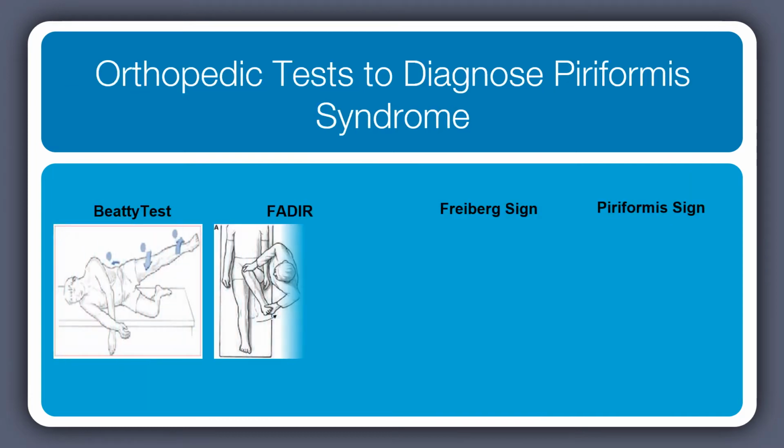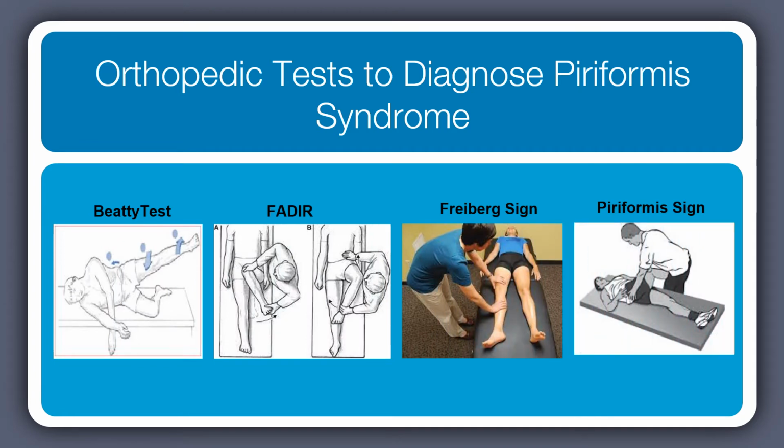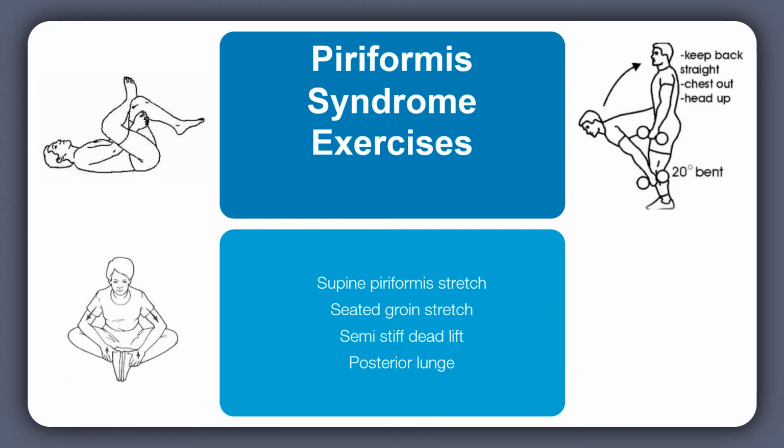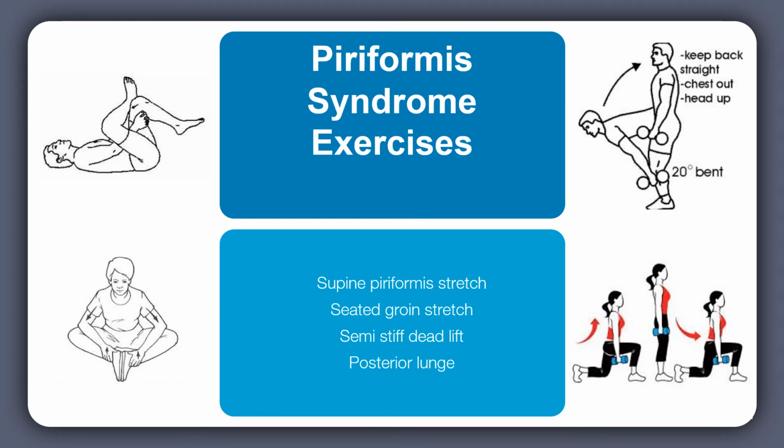The orthopedic tests that are used to diagnose Piriformis Syndrome are the BD test, the FADIR test, the Freiberg sign, and the Piriformis sign. So that's what we'll use to diagnose this condition. The 4 exercises for Piriformis Syndrome are the supine Piriformis Stretch, the seated Groin Stretch, the semi-stiff Deadlift, and the Posterior Lunge.